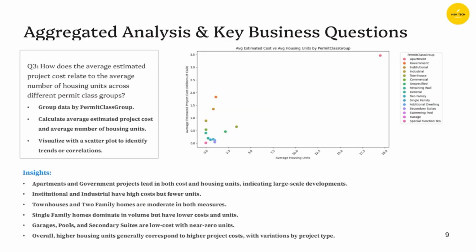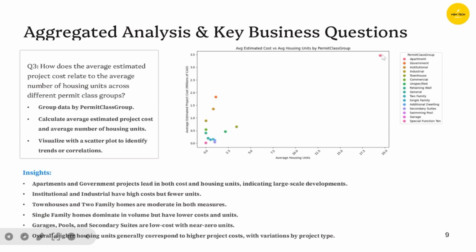Next, I tried to analyze how the average estimated project cost is related to the average number of housing units across different permit class groups. What approach have I taken? I first grouped the data by permit class group. On the right side, it is visible that apartment, government, institutional, industrial, townhouse, commercial are the permit class groups present. First, I calculated the average estimated project cost and average number of housing units, and visualized with a scatter plot to identify trends or correlation.